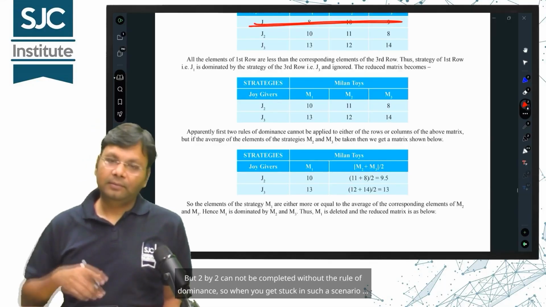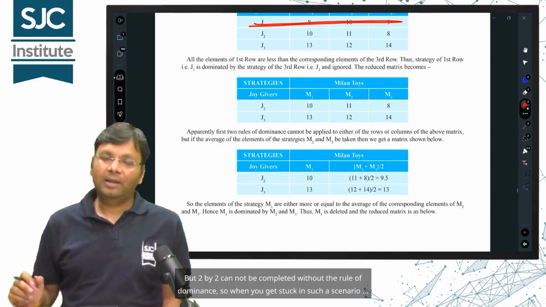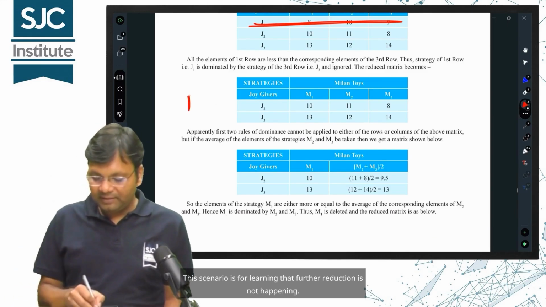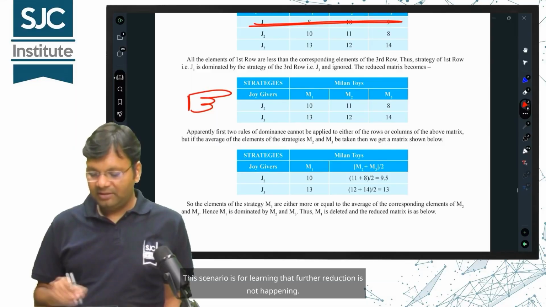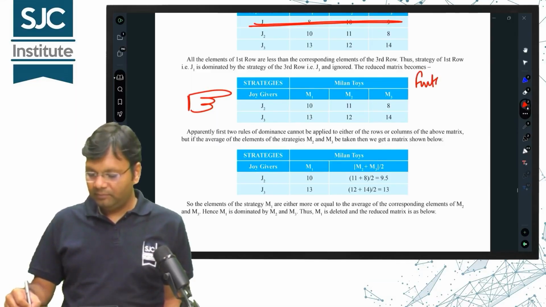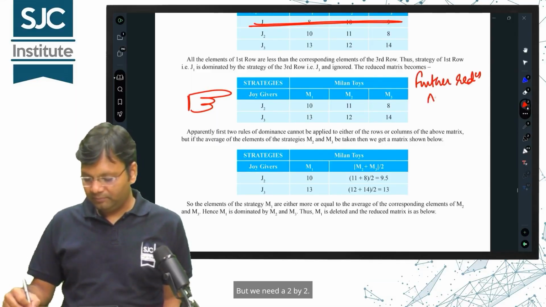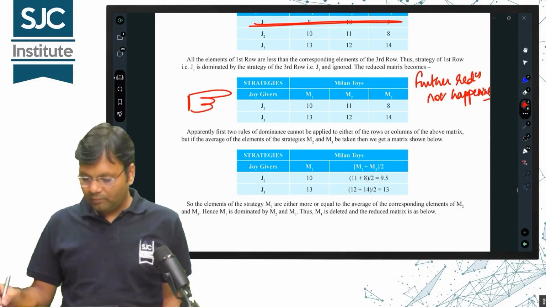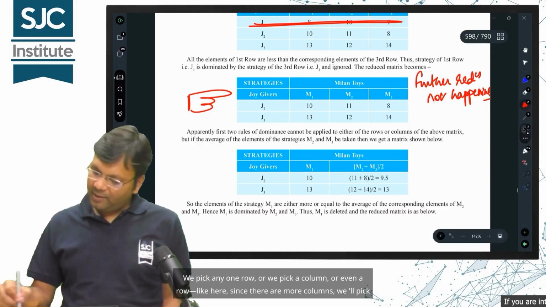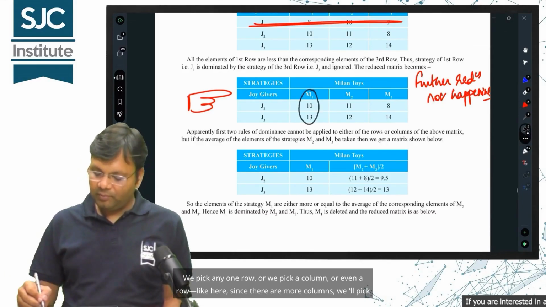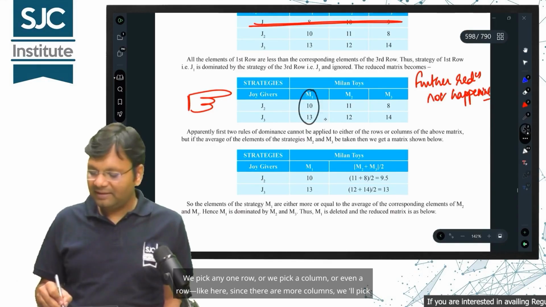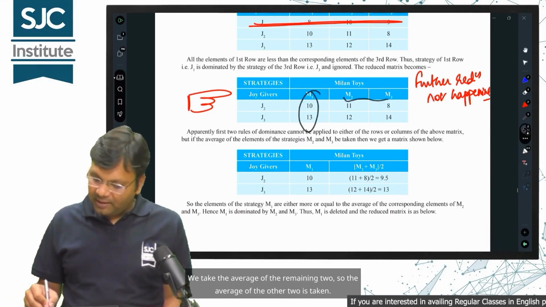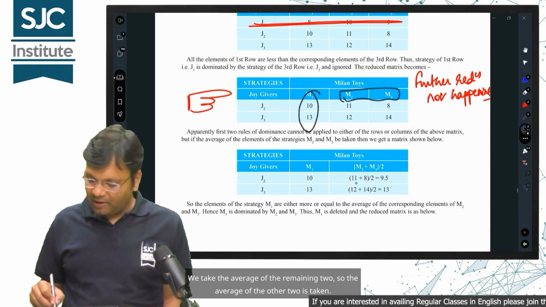We are stuck. But 2 by 2 cannot be completed without the rule of dominance, so when you get stuck in such a scenario, this scenario is for learning that further reduction is not happening. But we need a 2 by 2. So what do we do? We pick any one row, or we pick a column, or even a row, like here. Since there are more columns, we'll pick a column and fix it. We take the average of the remaining two, so the average of the other two is taken.